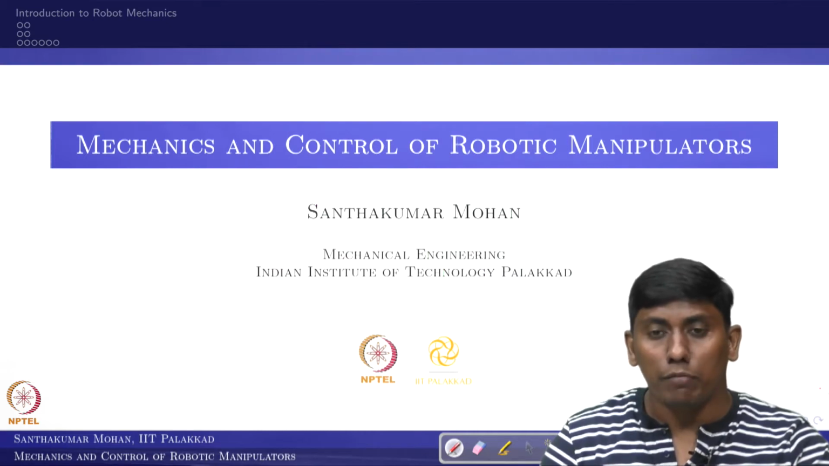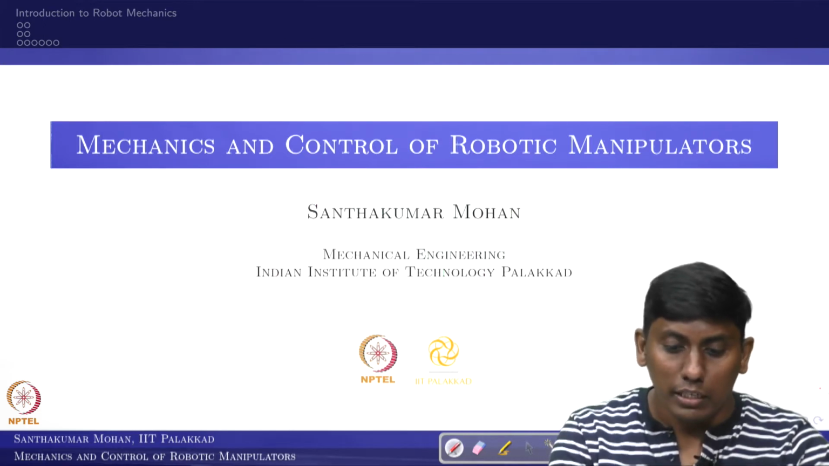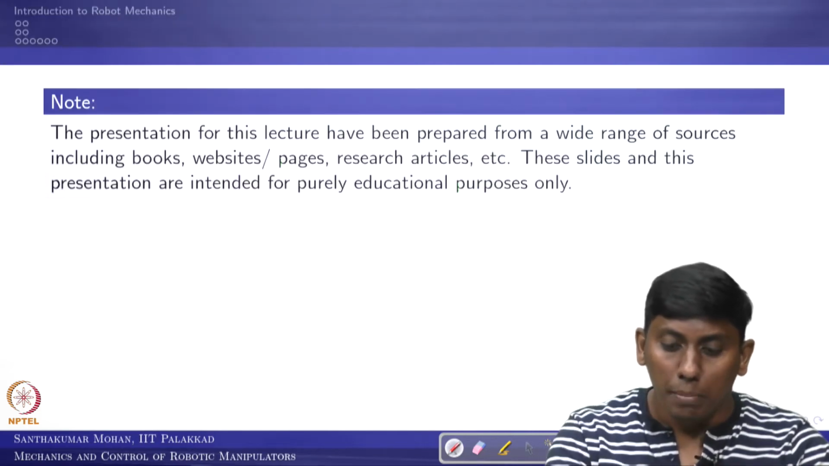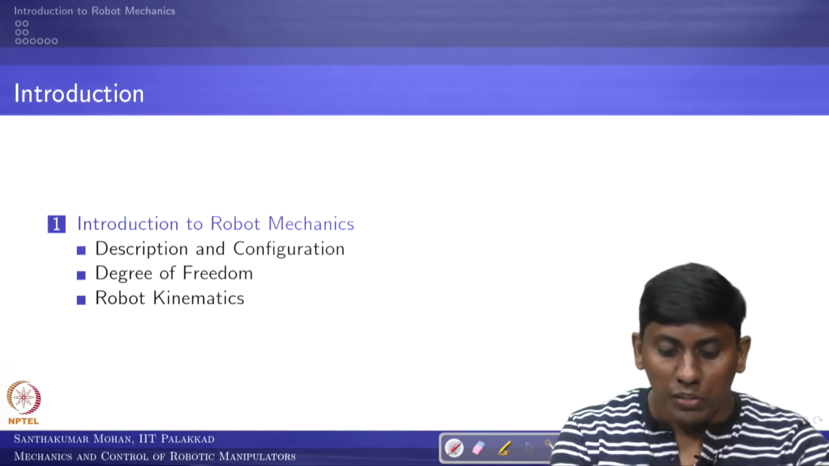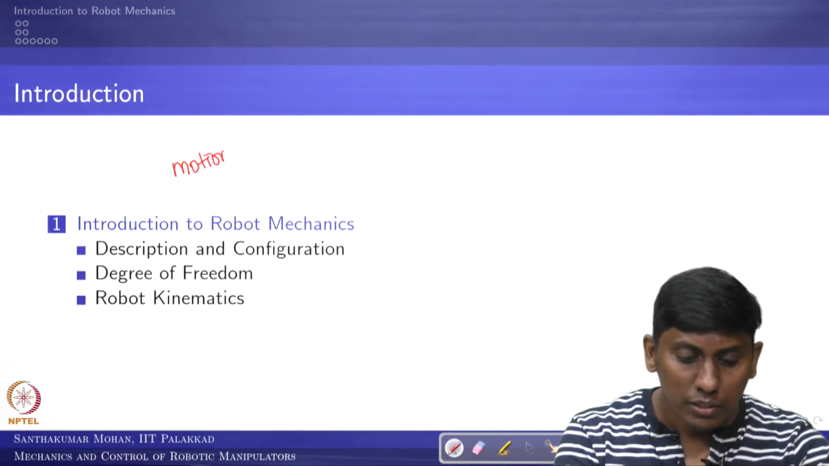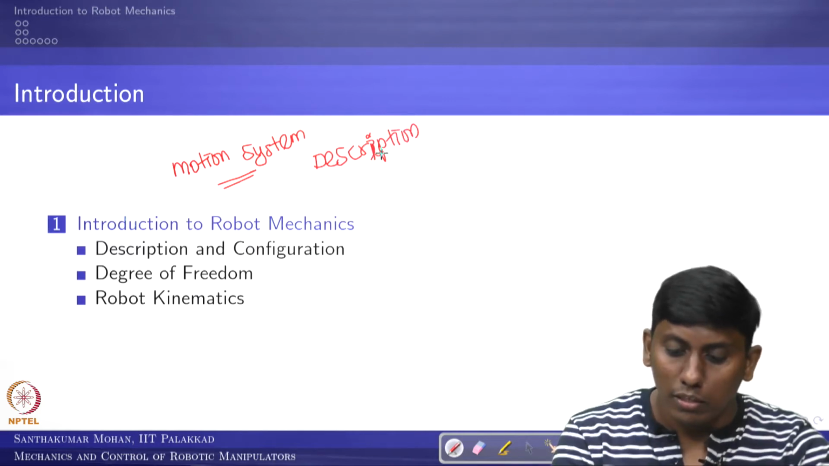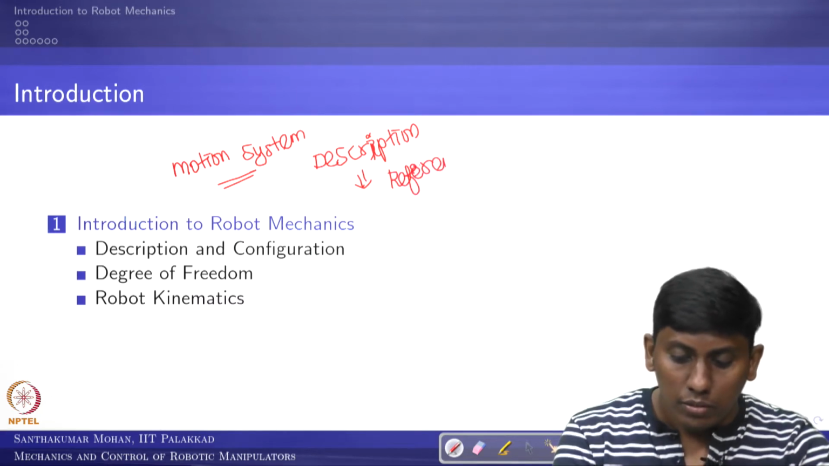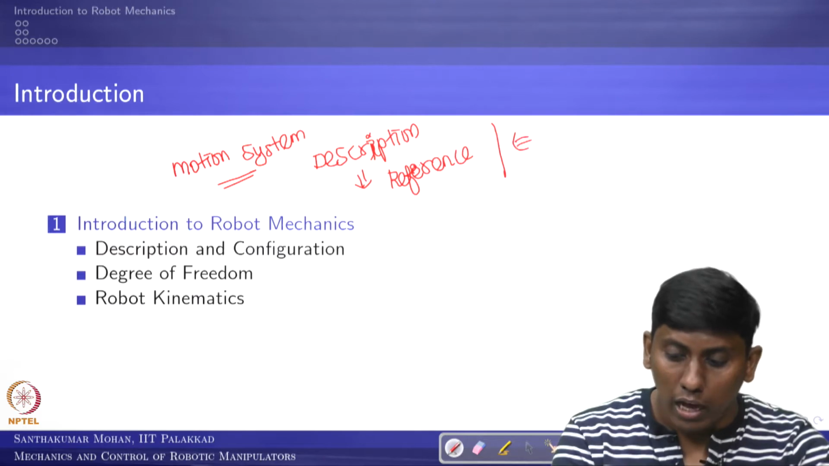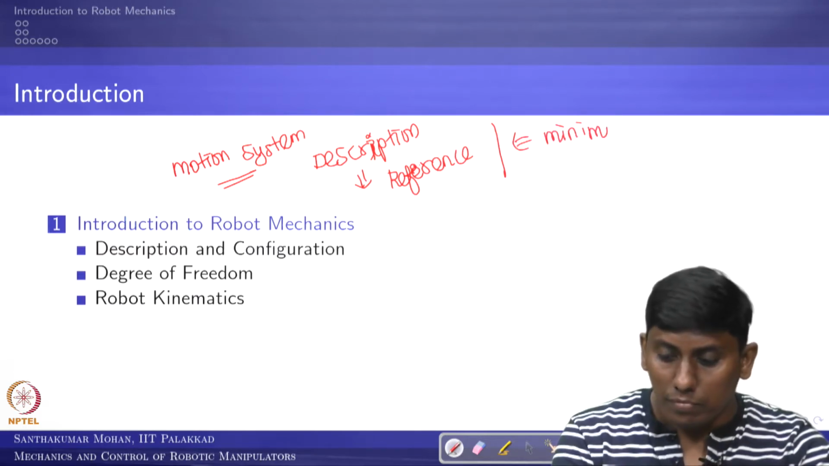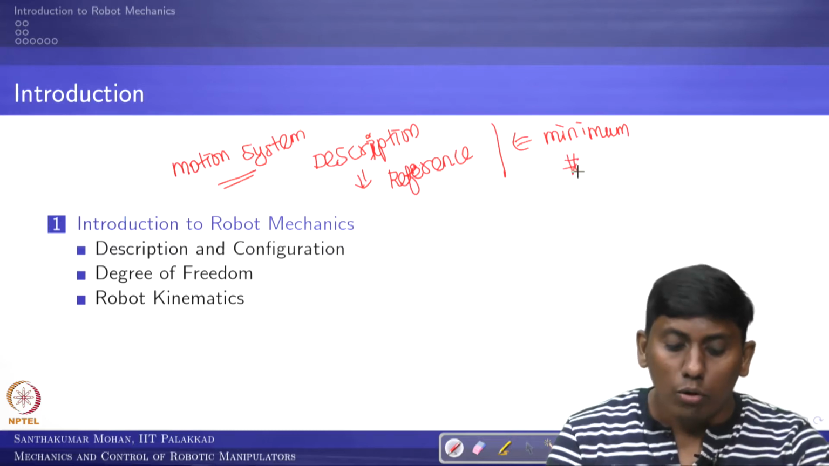Then we will be talking about degree of freedom, and finally we end with kinematics, right? So what we are focusing on here is basically the mechanics. The mechanics comes with several things, because it is a motion system. So the motion system needs to be defined, right? The motion needs to be defined, so we should know what a description is. For describing you should have a reference. For referring to it, you should have the minimum number of variables. These would all be coming, right?